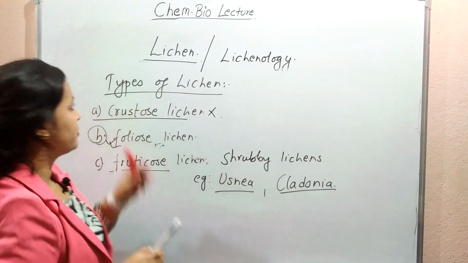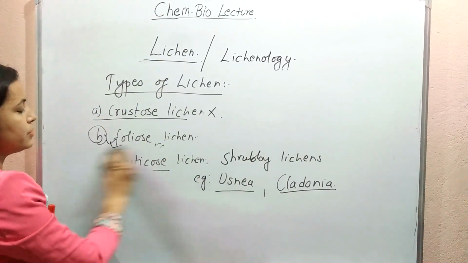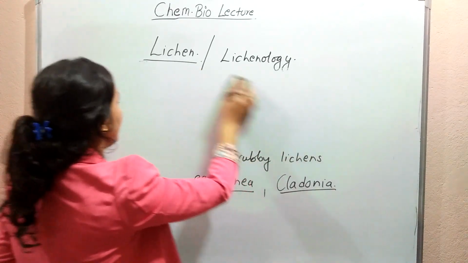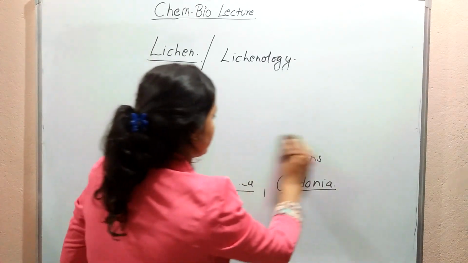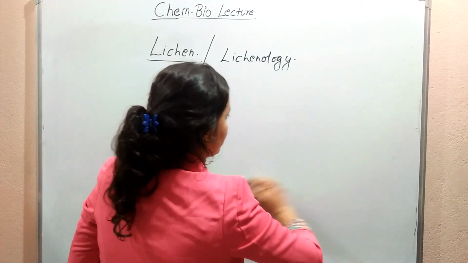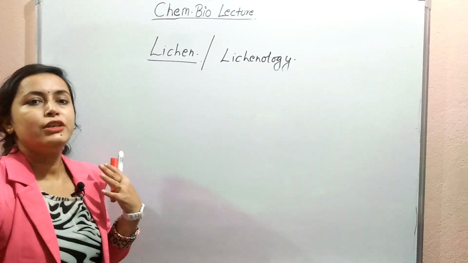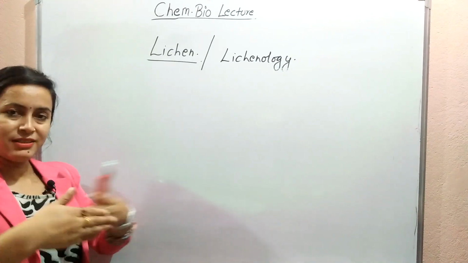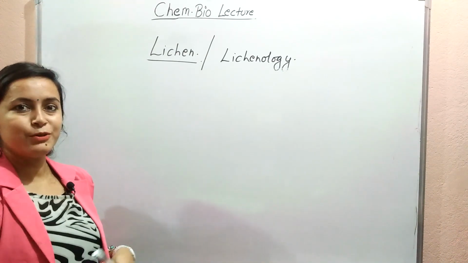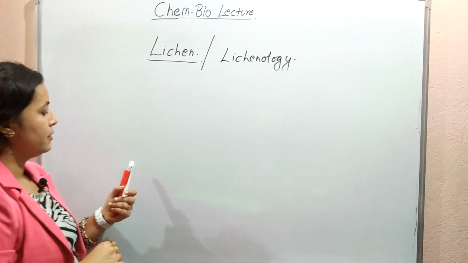So these are the different types of lichen: crustose, foliose and fruticose. Crustose means they are completely embedded in the surface. You cannot separate the upper and lower portions. If you want to separate, you actually need to cut the substratum. Those are crustose. Foliose means you can separate the upper surface, they have distinct lobes. And fruticose means, of course, they are much branched.